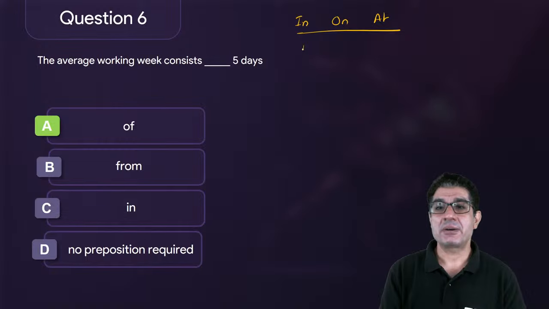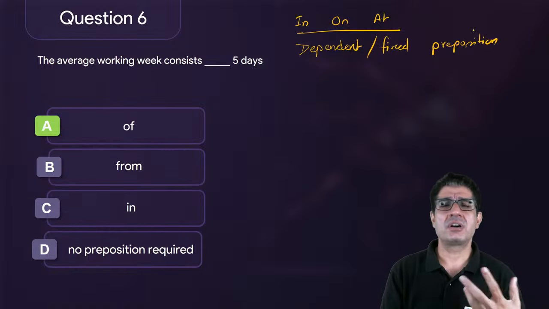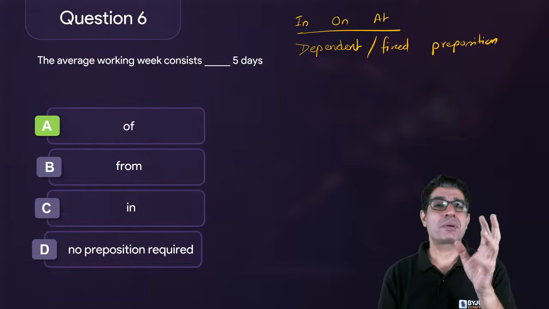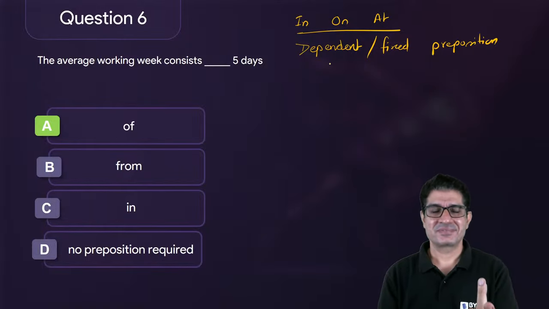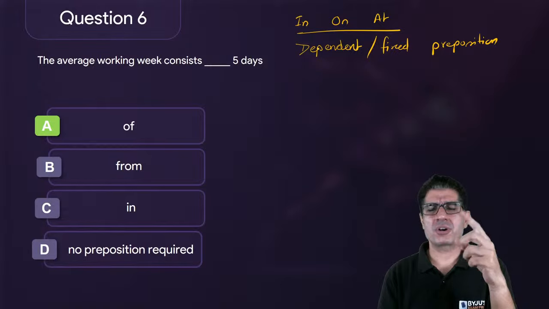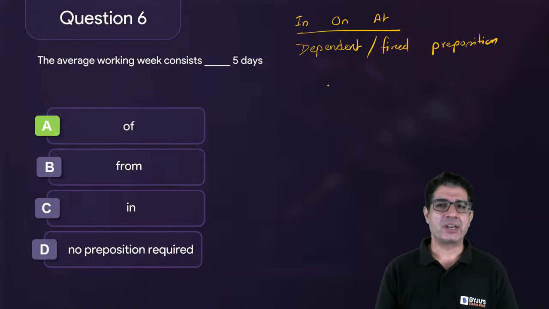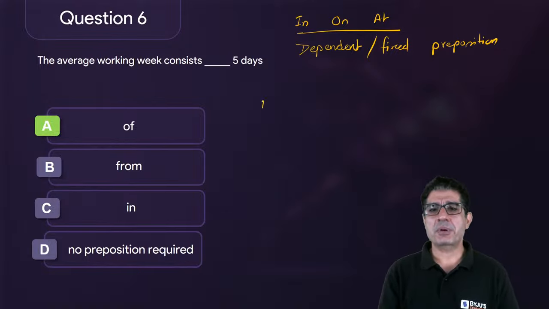So there's this concept called dependent or fixed prepositions. What it means is that a noun, a verb, an adjective is supposed to be followed by a preposition. So the preposition depends on the noun or the verb or the adjective that comes before it. And there is no logic, there is no rationale to it. So, for example, what is the preposition that we use after, say, agree?